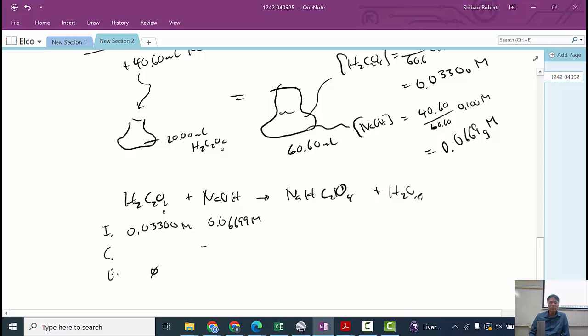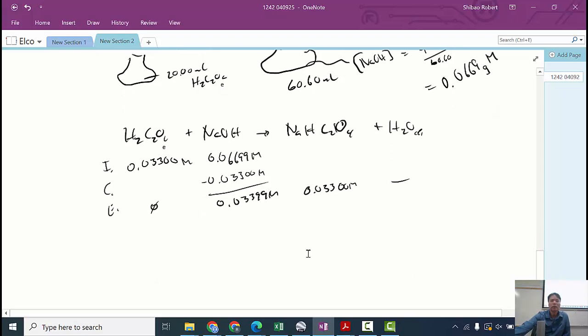And then this is going to be minus 0.03300 molar. And so this is going to give me a remainder of 0.3399 molar here. And then over here we're going to plus 0.03300 molar here, and water blank. Okay, this goes to completion. Strong always goes to completion. You just need 1 strong species in there, and we don't do an equilibrium.